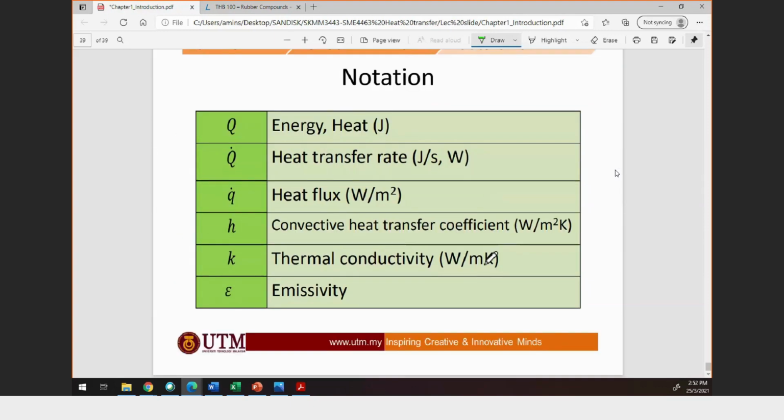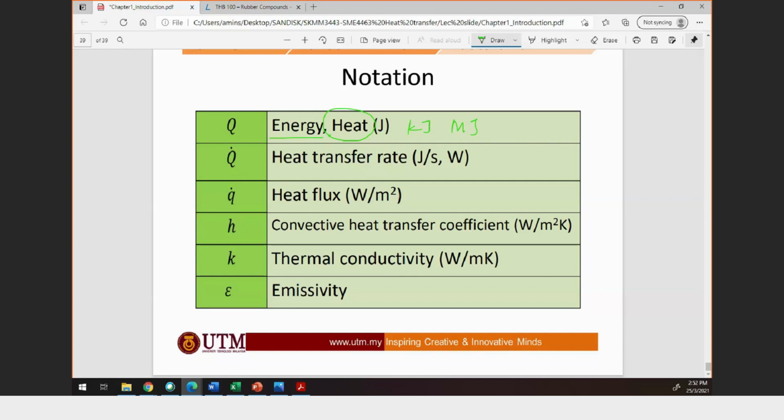A bit of a summary on the symbols. Probably you may realize that sometimes I use Q, sometimes I use Q dot, sometimes I use a small q with a Q dot. This is different in terms of terminology. Q normally relates to the type of energy, which is heat. The unit can be joule, kilojoule, or sometimes megajoule, but it's in terms of joule.